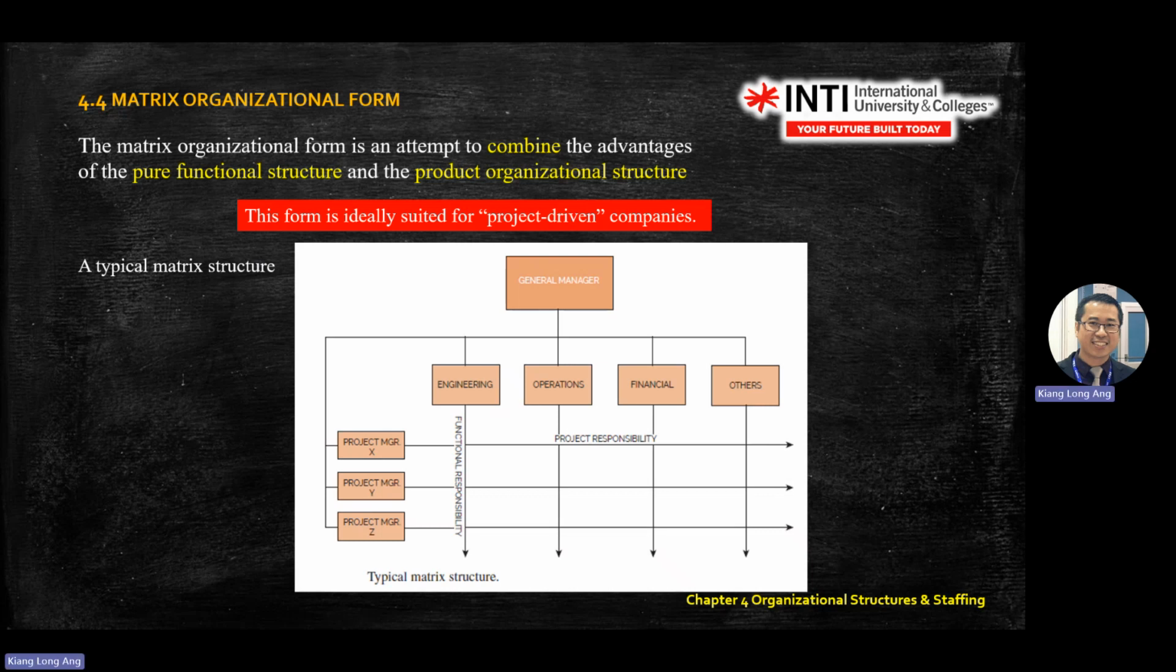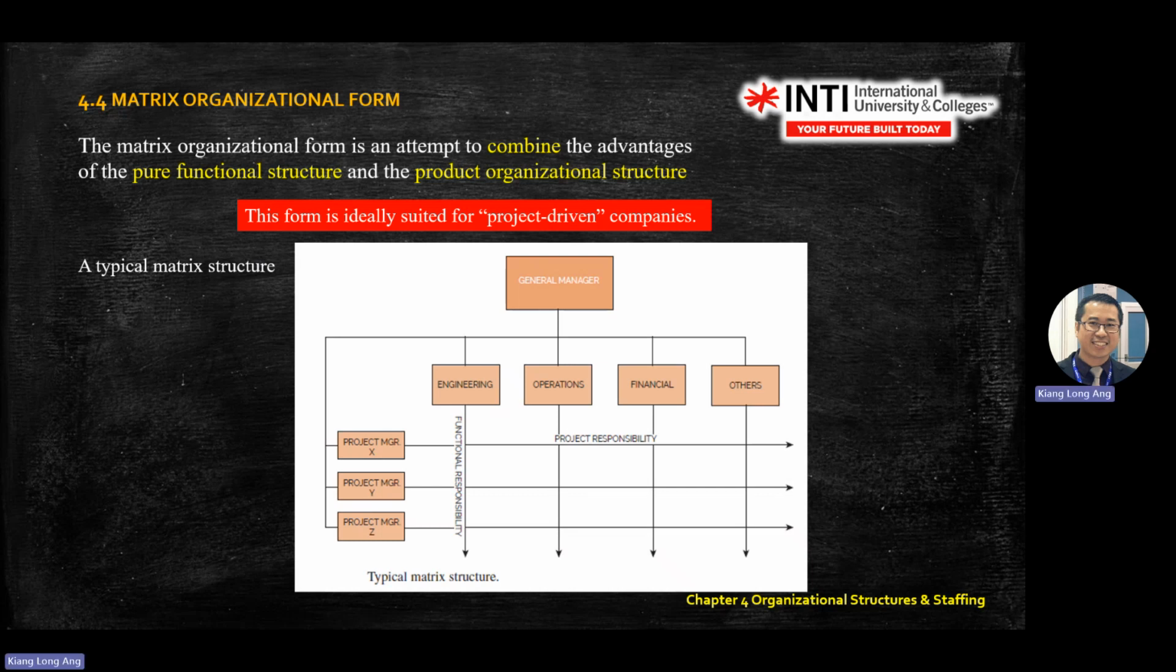the traditional one, the pure functional, like the one I drew on the whiteboard: GM, and then engineering, operation, financial, others. But with matrix, your project manager is parallel. Your project manager is the same as the other finance manager. They are the same, and it is just rotated. If you put this one here, they are parallel, same authority, but they share resources.